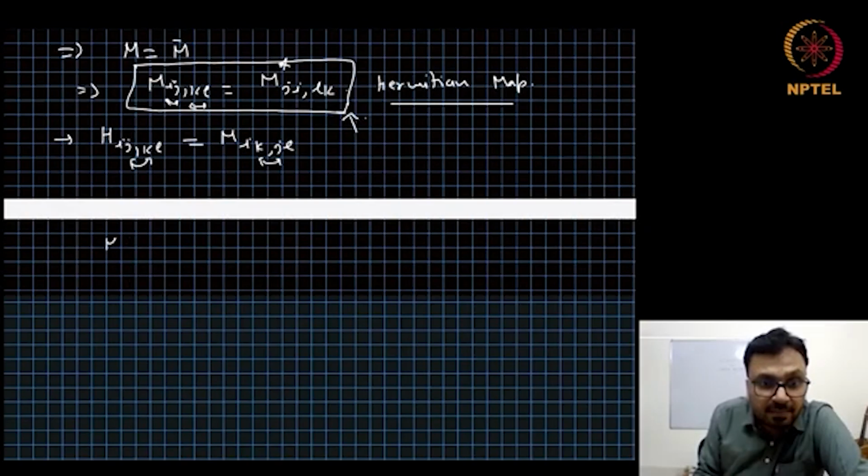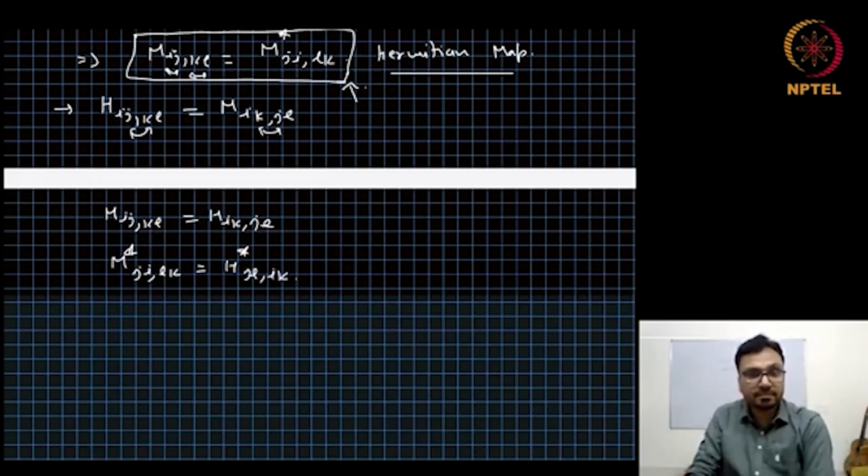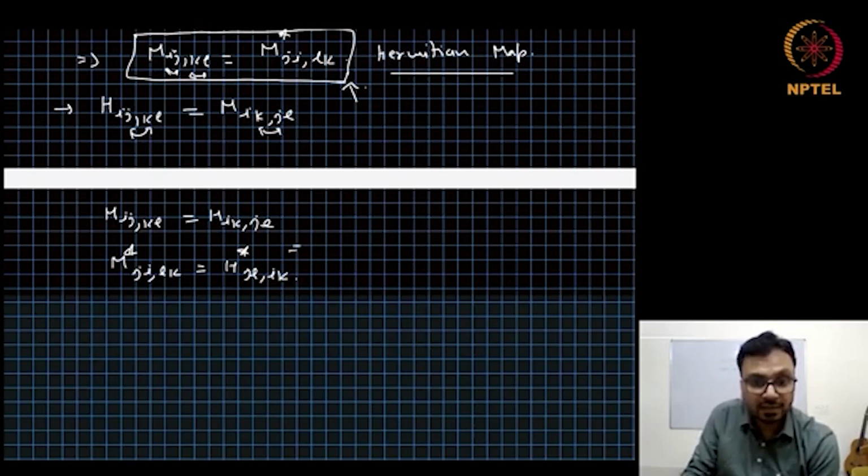So Mij KL is HIK JL, and M star JILK will be H star JLIK. So it means the Hermiticity condition on the map will look like HIK JL equals H star JLIK.